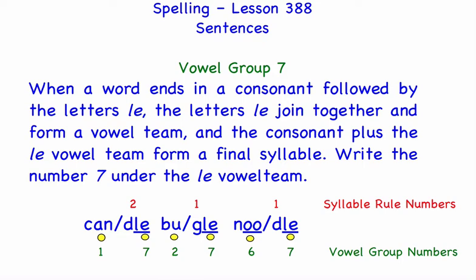Write the number 7 under the LE vowel team. The examples candle, bugle, noodle at the bottom of this screen illustrate the LE vowel team, and this is considered vowel group 7.